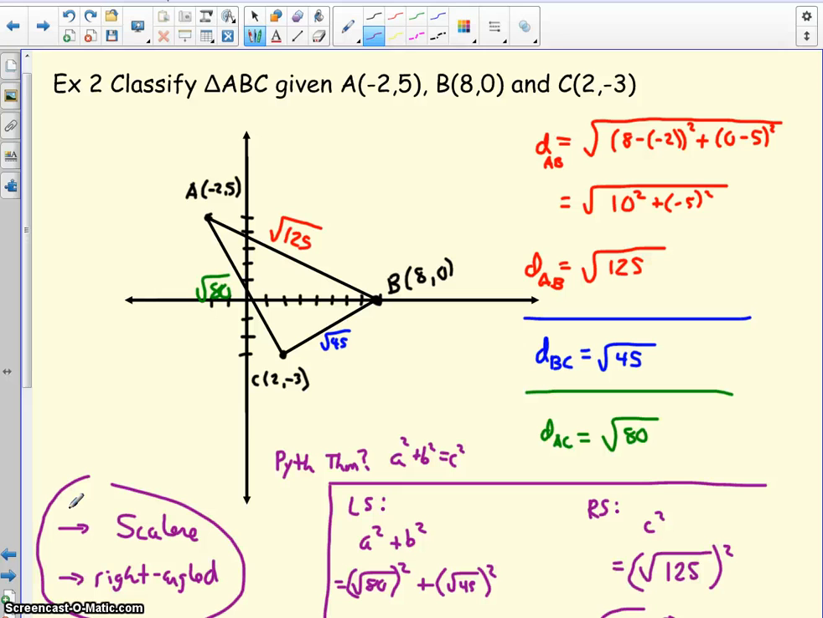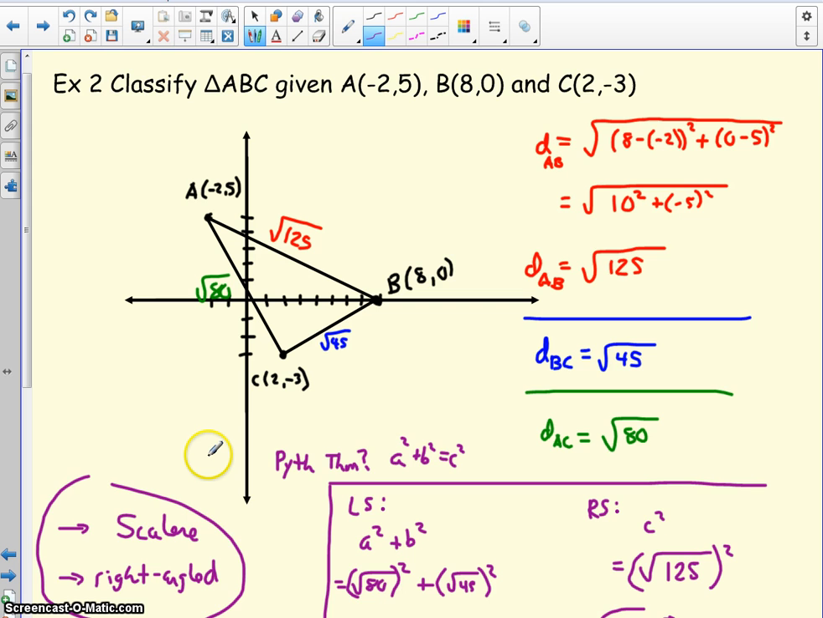Okay, so to classify the triangle, you have to first determine if it's scalene, equilateral, or isosceles. So to do that, you calculate the length of all three sides. So I showed the calculation of the distance formula once here to find the length of side AB, and got the square root of 125 units. I did the same thing for BC and AC. I didn't show the calculations, but you should get root 45 and root 80 for the other two sides. When you look at your results here, all three sides have different length. So because they're all different length, you can say it's a scalene triangle.